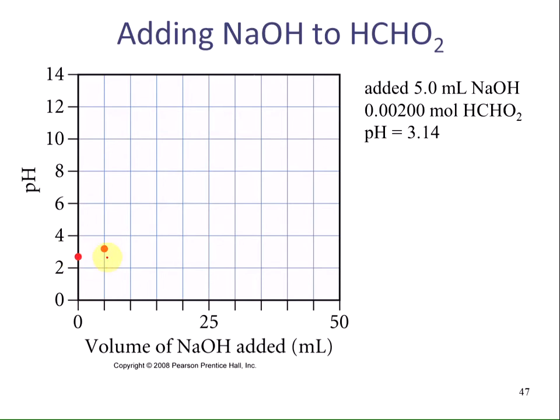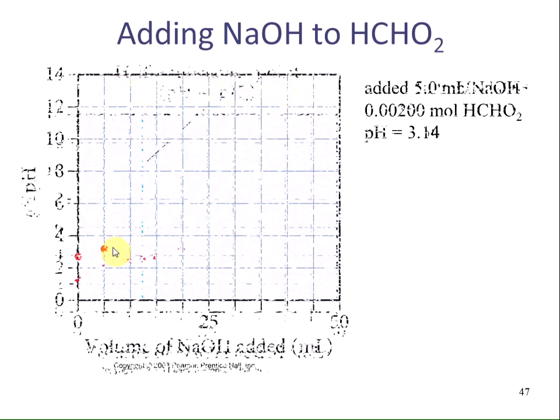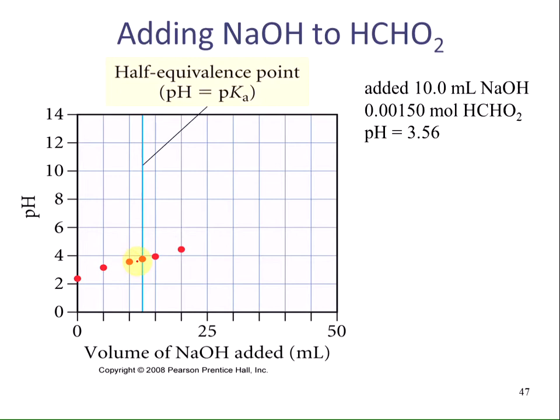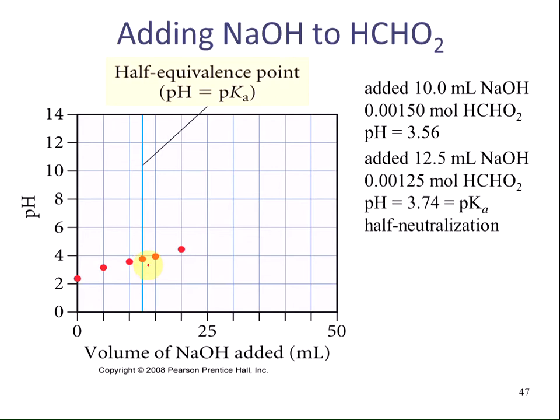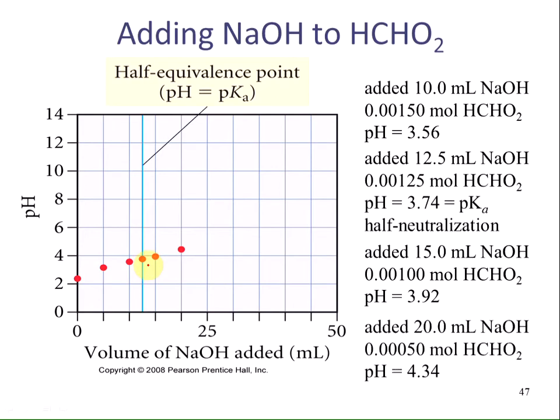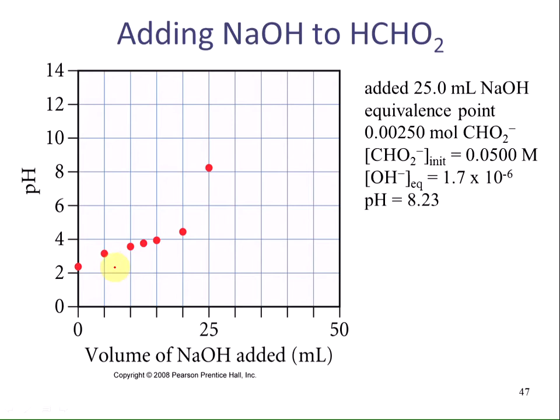Then we start adding the sodium hydroxide. It neutralizes the weak acid. We start creating some of that conjugate base, so we have a buffer system. And remember, at the midpoint here, this is our half equivalence point where the pH equals the pKa. And notice that as we get closer and closer to the equivalence point, we have this rapid jump in the pH. So we have a rapid increase in the pH.